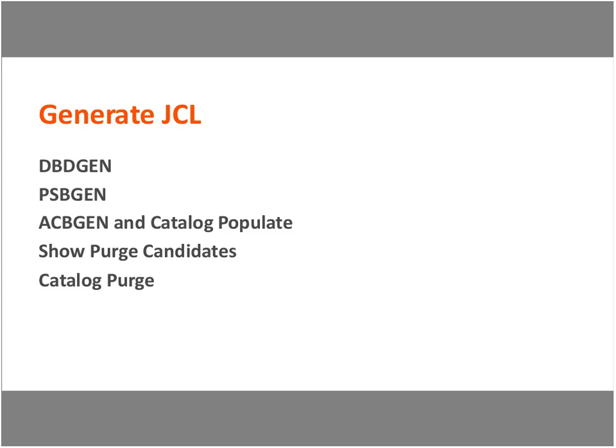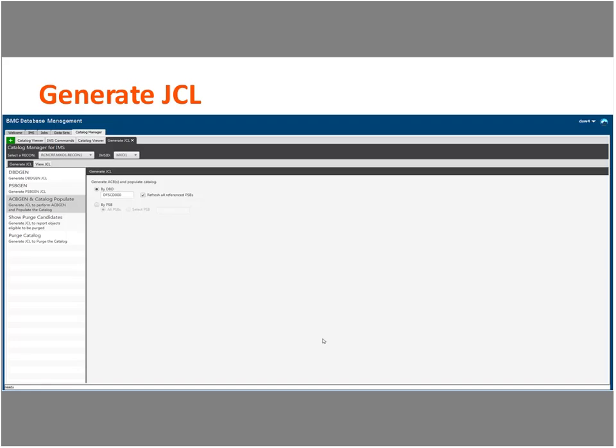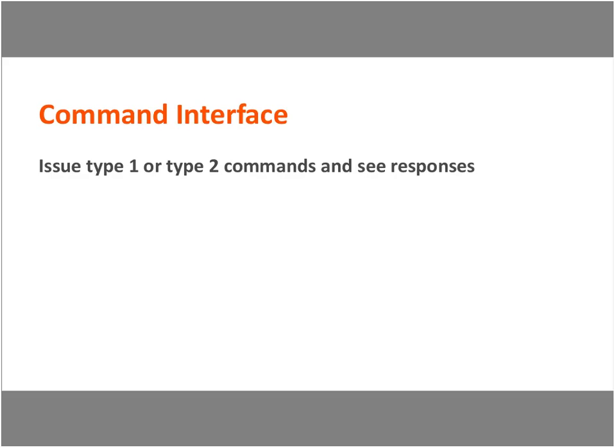And we've provided the capability to analyze the inventory that you want to purge. If you have inventory that's in the catalog that needs to be purged, you would use the catalog purge utility to do that. There's an analysis phase that can be executed first to tell you what will be deleted before you actually run the catalog purge. Again, it works the same way as generating JCL for reporting. In this case, I'm going to show you the ACB gen and catalog populate utility, JCL generation.